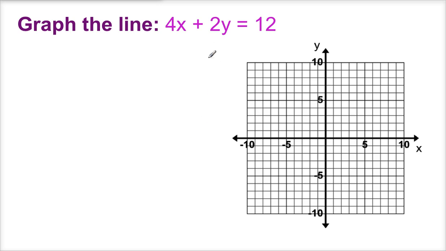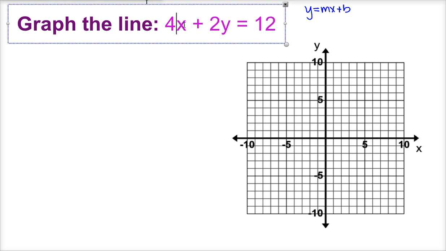So let's see how we are going to graph. So we're asked to graph the line 4x plus 2y equals 12. This equation is obviously not in slope-intercept form. Remember, slope-intercept form is y equals mx plus b. So y has to be by itself, and that is not the case with this equation. So we need to convert this equation to slope-intercept form.